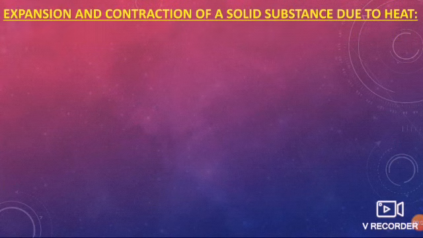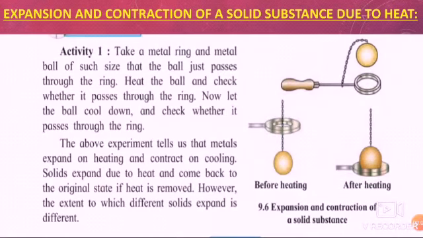Now we are going to see the expansion and the contraction of a solid substance due to heat. Even this experiment we usually do in the lab, but this year it is not possible. We are going to take a metal ring and a metal ball. Before heating, the ball easily passes through the ring. But then we make the ball hot, and we will observe that the ball will not pass through the ring.